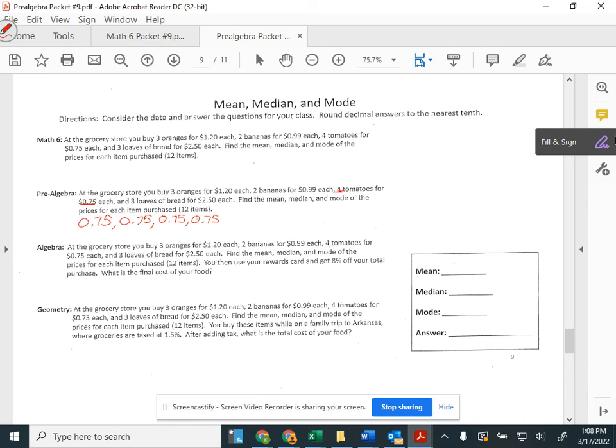So the median is the middle. What does the mode mean? Maddie? The most amount of numbers. The most. Which number do you see the most? And then our mean is our average. How do we find the mean, Paul? You add up all the numbers and divide by the amount of numbers that we listed. You add up all the numbers that you write out. You divide by how many numbers you have. So we know there are 12 items. So we're going to add up those 12 prices and divide by 12.